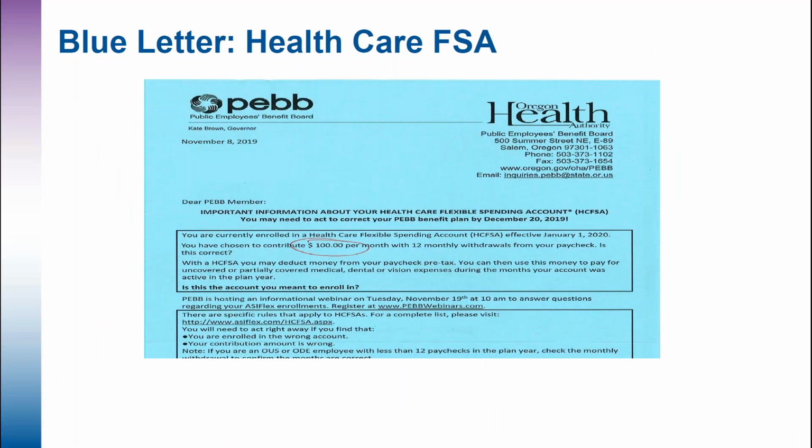So the blue letter, the healthcare FSA, again, this is going to cover healthcare costs for you and your eligible dependents. So medical, dental, vision, going and picking up FSA eligible items at the drugstore, your prescriptions. And again, this is for you, this is for your spouse, this is for your eligible dependent children. All right, next slide.